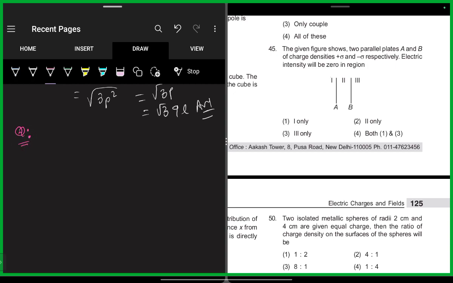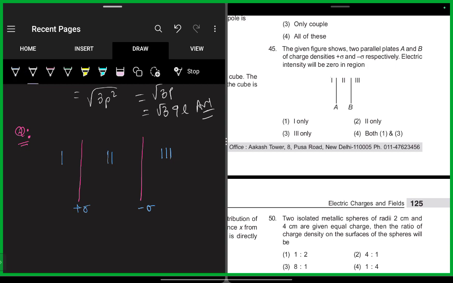The given figure shows two parallel plates A and B, of charge density plus sigma and minus sigma. This is region 1, 2 and 3. Electric field intensity will be 0 in region what? In what region would the electric field be 0?